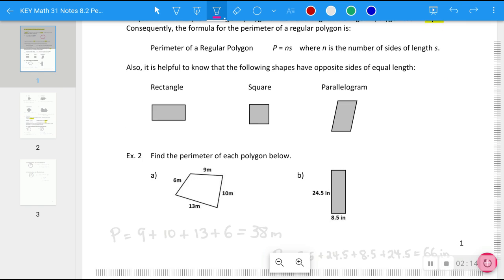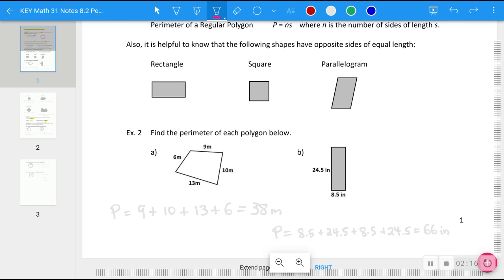Okay, so here's a couple of those shapes. Rectangle, think of it in this way. You've got a width and a matching width, a length and a matching length. So you could take a shortcut. Instead of going length plus width plus length plus width, for the perimeter, you just take 2 times the length plus 2 times the width.